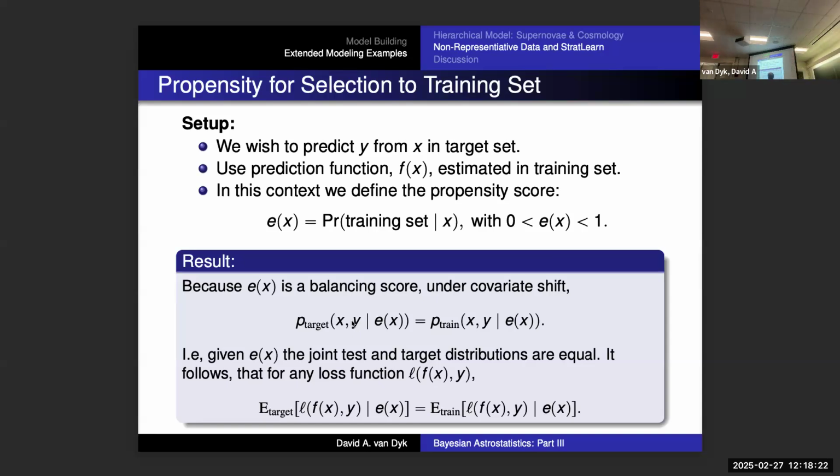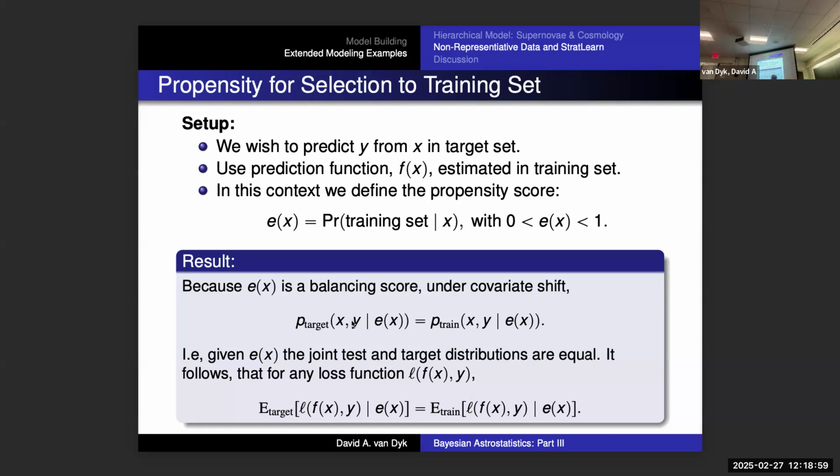First of all, because it's a balancing score, these conditional distributions are the same. The distribution of x given e is the same, as I said on the previous slide. And because we're assuming covariate shift, the distribution of y given x is the same. So now those distributions are the same. And what I want to do with my algorithm is minimize for the target the difference between y, whether or not it's a type 1a, and the prediction of the algorithm. I want to minimize this expected loss, the distance between these two things in some sense.